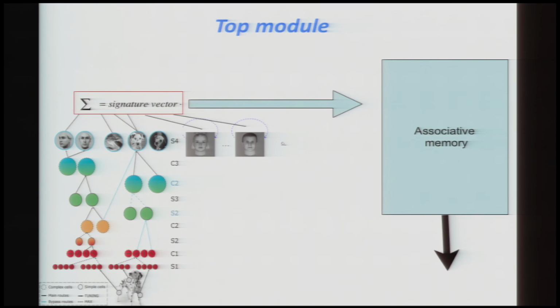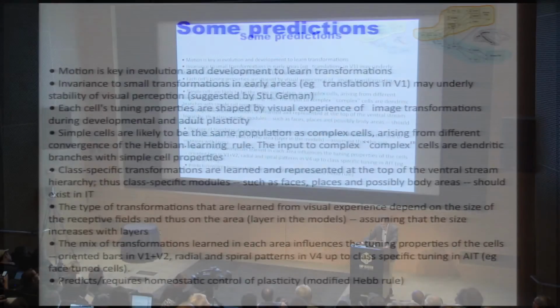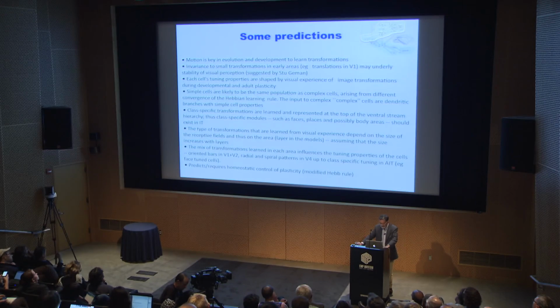OK, so that's the story. There are a number of predictions here. One could try to interfere with development. The prediction would be that the natural world by itself does not matter. It could be noise. The important thing is to expose the developing system to a natural range of transformations.